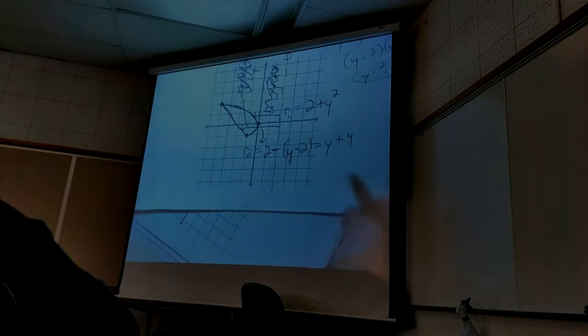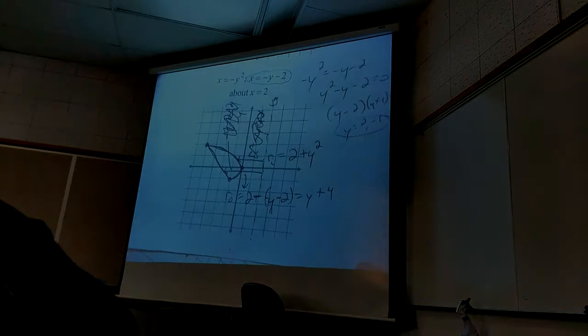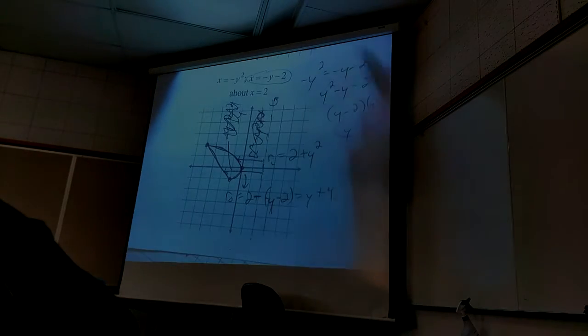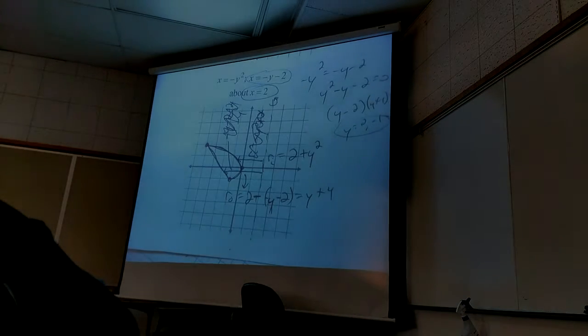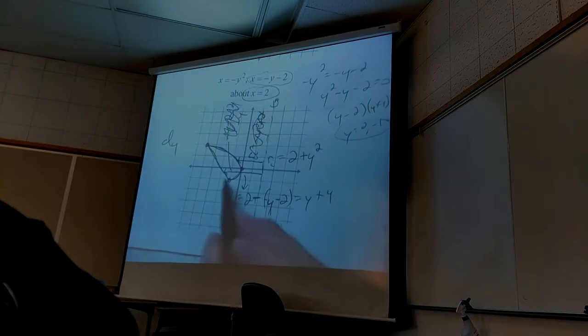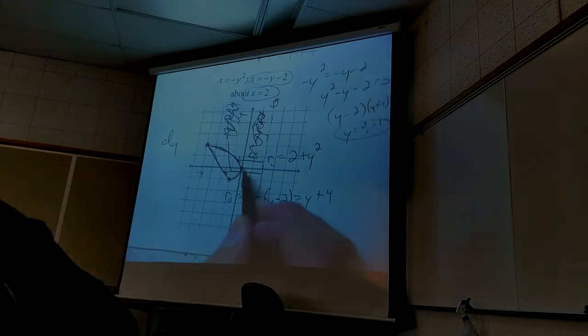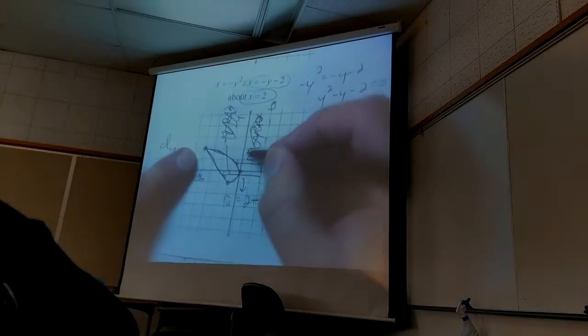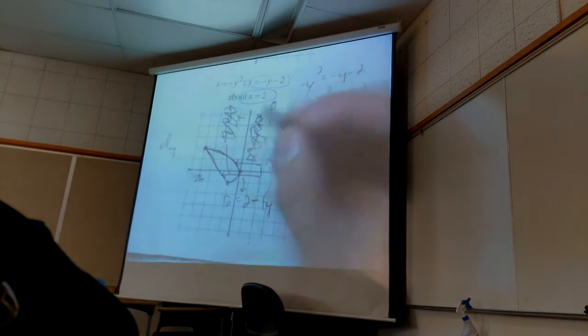So how do I set this integral up? My outer radius is y plus 4. And of course it's going to be integral dy, because I'm rotating around something parallel to the y-axis. So what's y doing across this region? Sorry, what's y doing, Jeff? Y is going from negative 1 to 2.